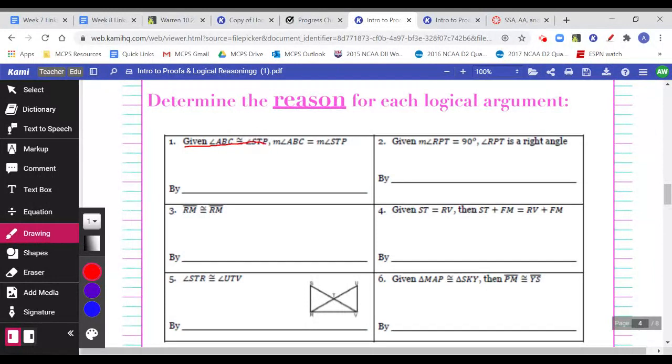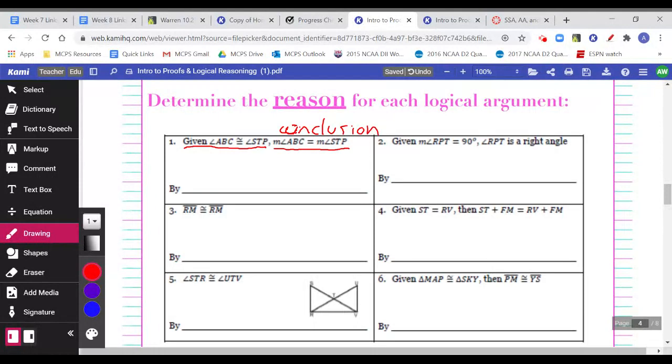Oh, didn't mean to cross that out. That's supposed to be underlined. I have a given statement. And then I also have a conclusion. So given those two angles are congruent, I am concluding that the measure of the angles are equal to each other. Please remember that little m means the measure of the angle. So you're talking about a number of degrees.